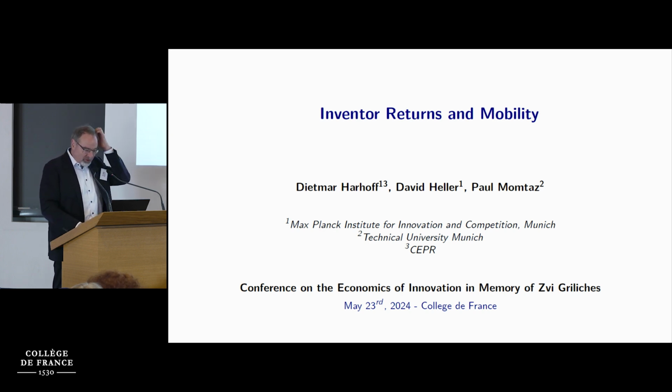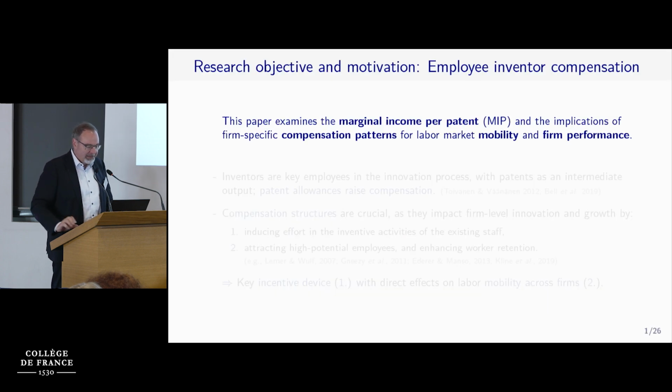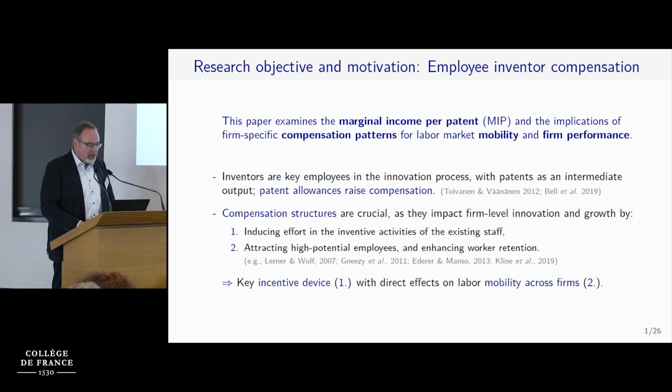This is with two wonderful co-authors, David Heller and Paul Momtaz. And essentially what we do here is we examine the marginal income per patent. What is the inventor getting out? And we're trying to get behind what are the compensation patterns here, and what does that possibly mean for labor market mobility and for firm performance?